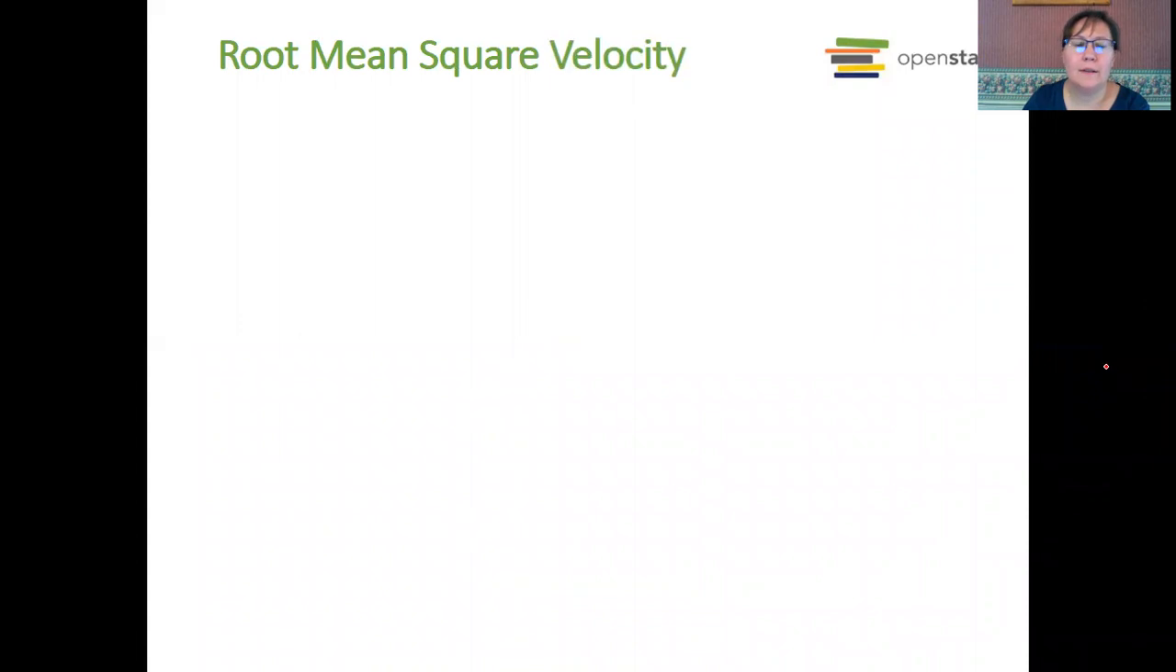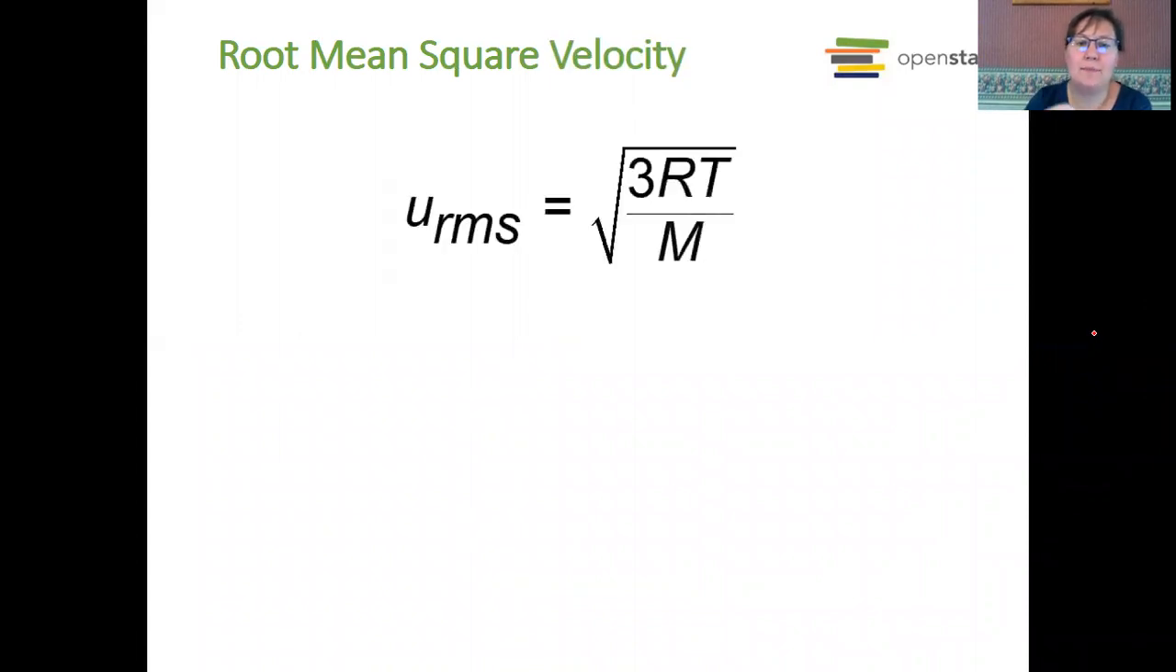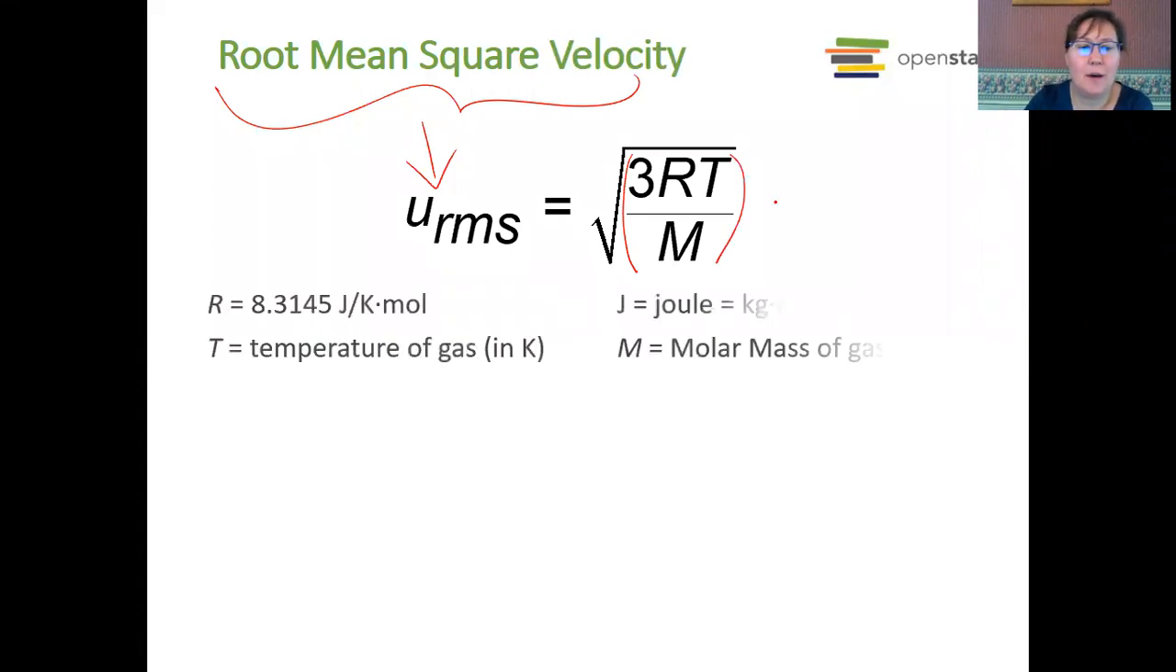All right, let's take a look at root mean square velocity. This is the equation for root mean square velocity. U RMS equals the square root of 3 times R times T over capital M, with the square root around the whole thing. All right, but it's a little bit trickier than that. Let me show you why.